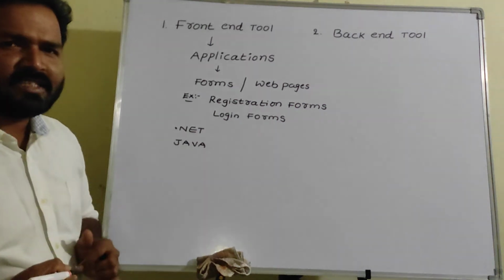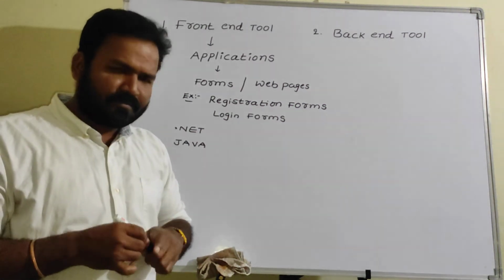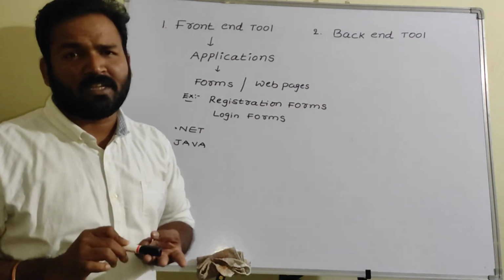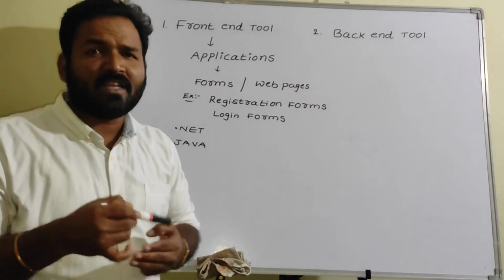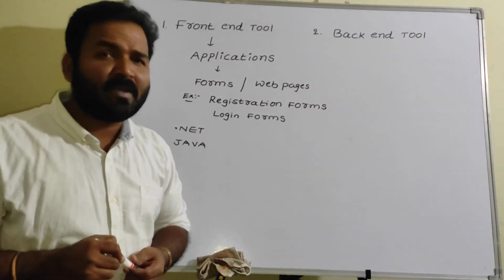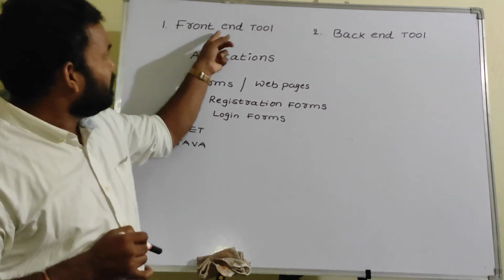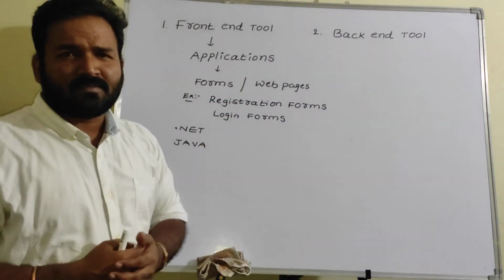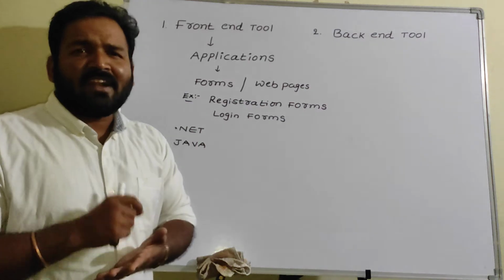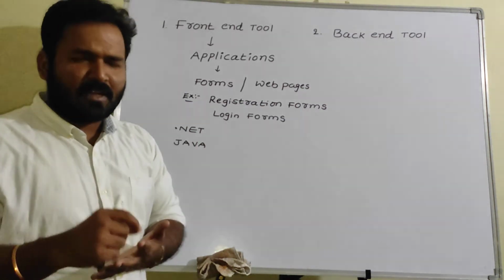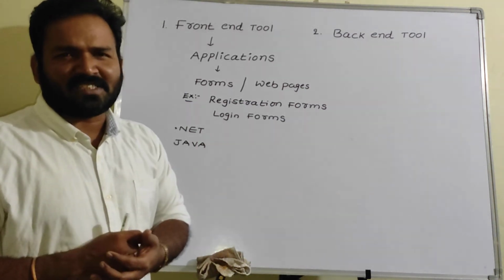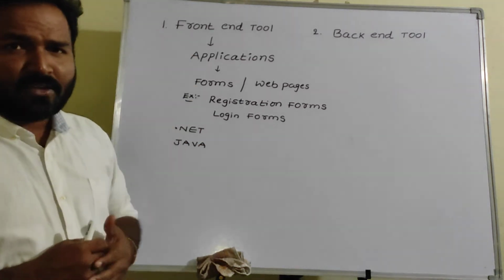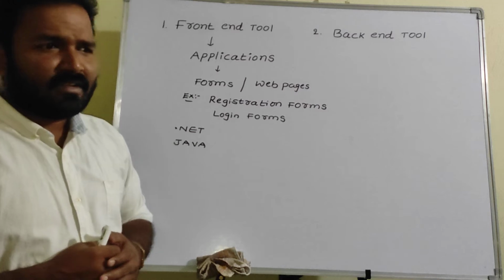Not only these, HTML, CSS, JavaScript. So these technologies are used to develop web applications. Here applications can be classified into two types. Number one, stand-alone applications. Number two, web applications. So these are the examples of front-end tools. Is it clear?